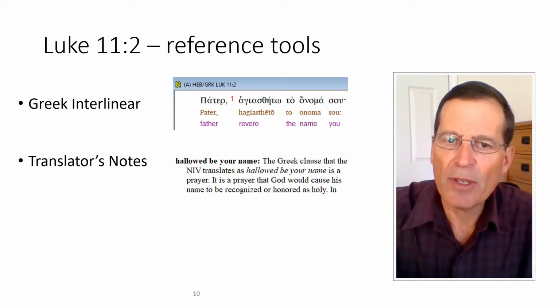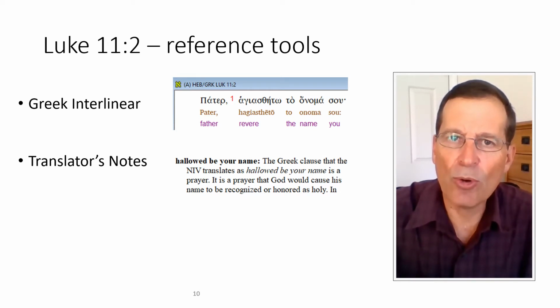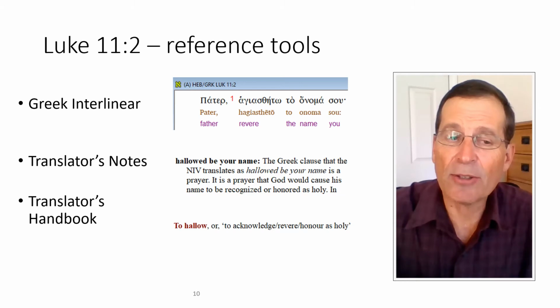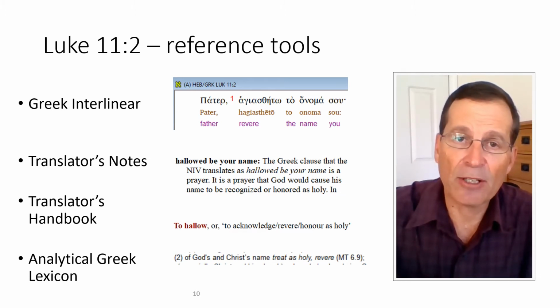Hallowed be your name. The Greek clause that the NIV translates as hallowed be your name is a prayer. It is a prayer that God would cause his name to be recognized or honored as holy. Translator's Handbook says to hallow, or to acknowledge, revere, or honor as holy. The Analytical Greek Lexicon says when this word is used of God's and Christ's name, treat as holy, revere.